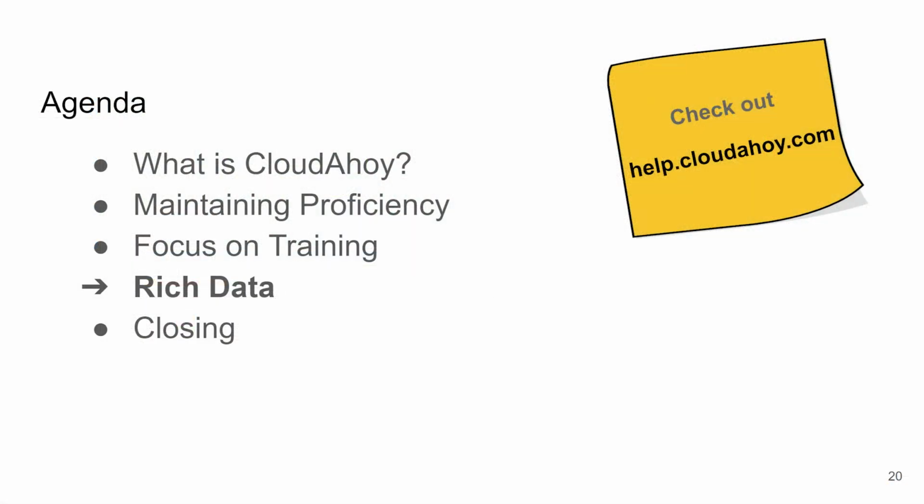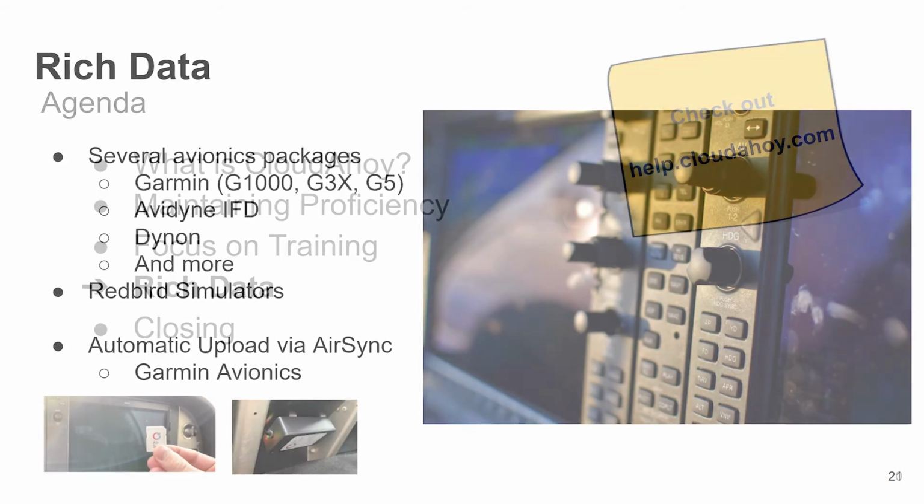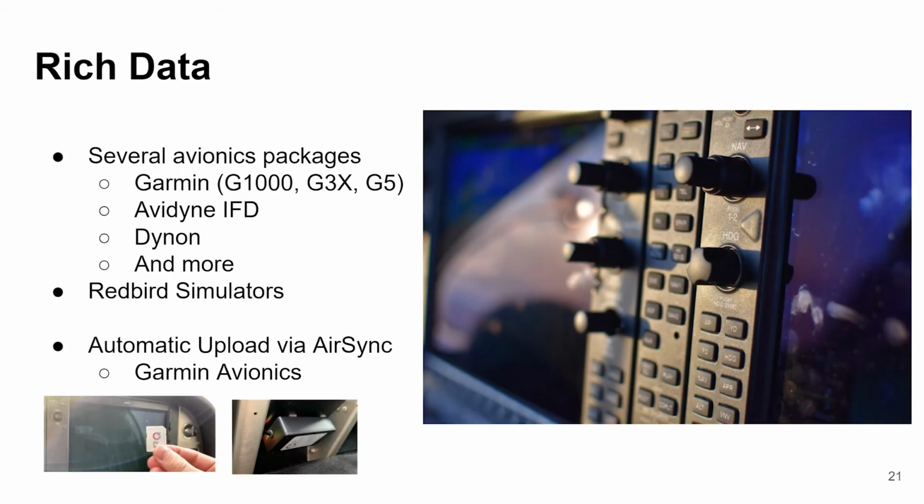CloudAhoy can accept not just GPS data, but also rich data from many avionics packages. To date, we have seen several flight schools integrate with us by sending data from their G1000 avionics directly. We have also had pilots uploading data from other Garmin avionics, such as the G3000, G3X, and G5, as well as those using Avidyne, Dynon, and far more. Pilots flying in Redbird simulators can have their data automatically uploaded after each flight, making it possible to debrief their flight immediately and then reconfigure and fly the same approach all over again.